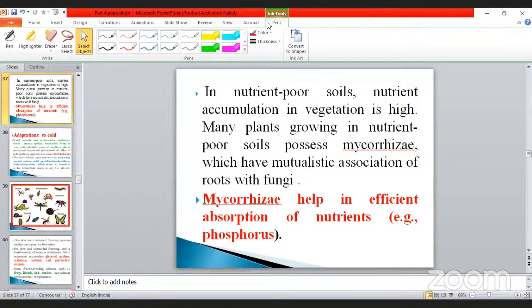See the next one. In nutrient poor soil, nutrient accumulation in vegetation is high. Many plants growing in nutrient poor soil possess mycorrhiza, which is a mutualistic association of the root with fungi, because the fungi have a specialized root structure. So what happens? The plant can grow with the help of the mycorrhiza.